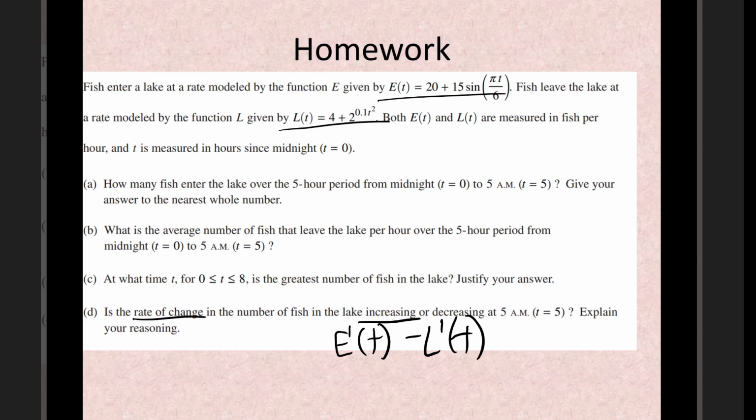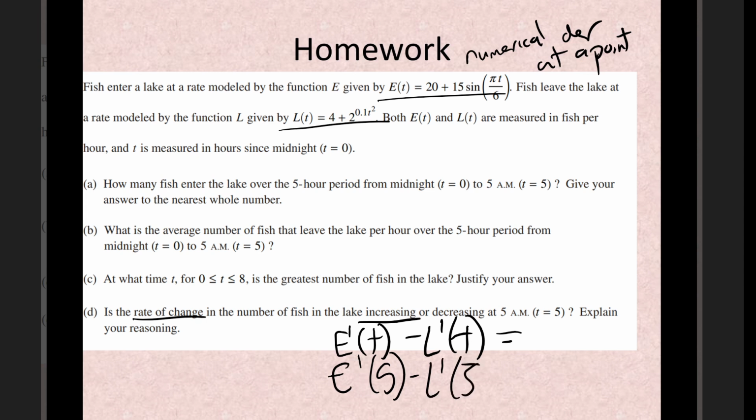If you figure these values out, if you have a calculator, you can do a numerical derivative at a point. Or you can graph on the calculator and do a graph trace at 5. There's a bunch of different ways to do this without actually having to do any of the math, which is nice. If you do any of those, you get that E prime of 5 minus L prime of 5 is negative 10.723 or so, and that's negative, so it's decreasing. A lot of people just did E of 5 minus L of 5, and that's positive and said increasing, so if you got that wrong, that's probably why.